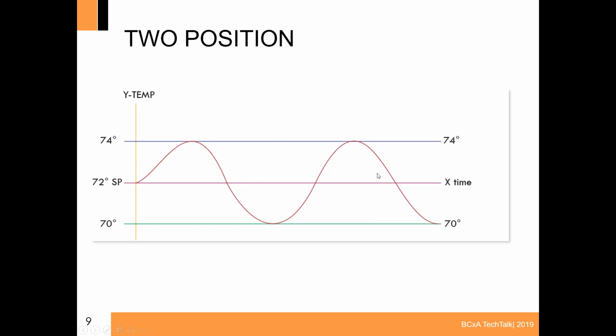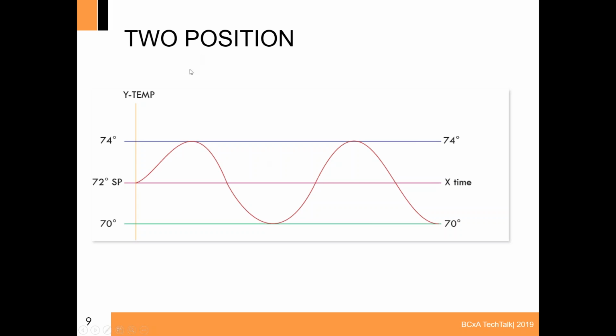The type of algorithm used on a residential furnace 99% of the time is a two-position algorithm. So the furnace is either on or it's off. It's a binary device. It's not an analog device. And because it's a binary device, it can only be on or off. So your room gets cold, it turns on, warms up, turns off, turns on. This is two-position control.